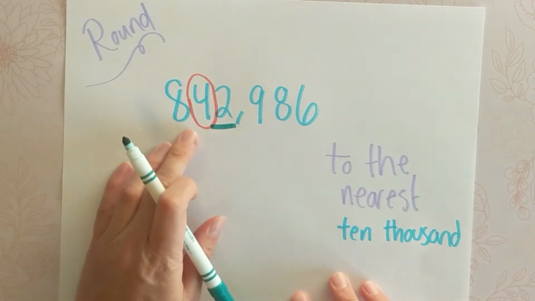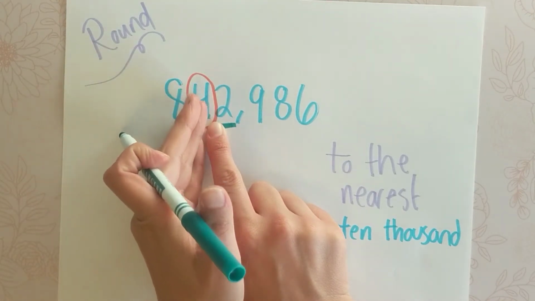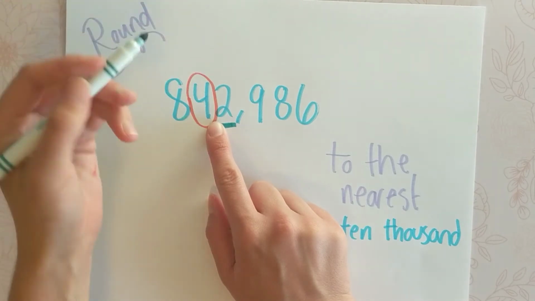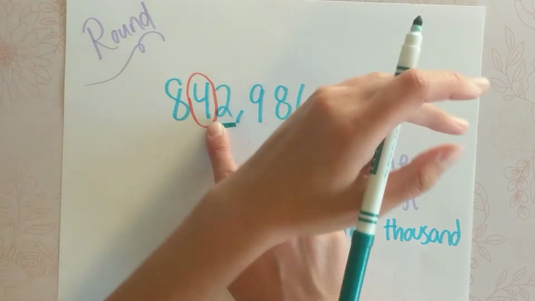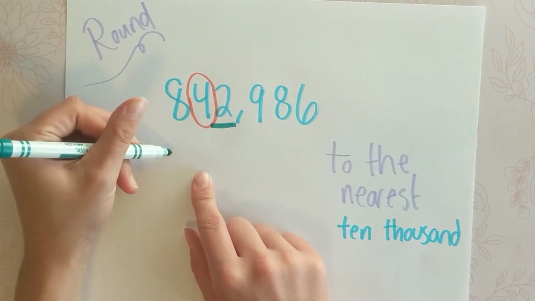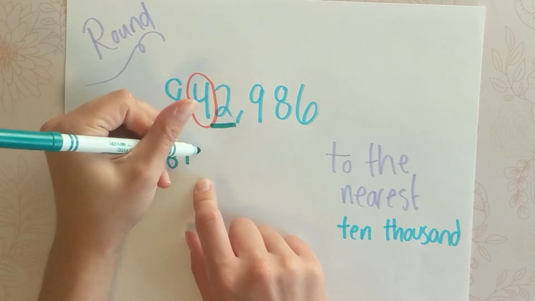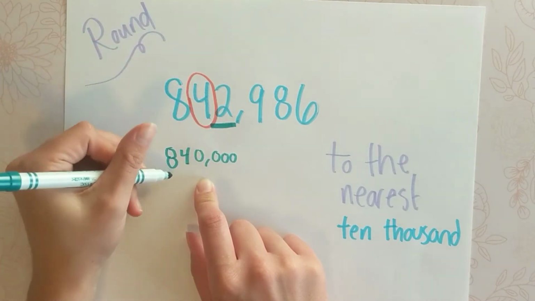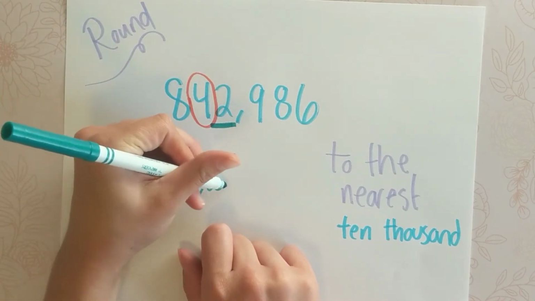So if we end up rounding down, the 8 will stay, the 4 will stay a 4, and everything else becomes a 0. If we round up, the 8 will stay, the 4 will become a 5, and everything else is a 0. So it's either going to look like this. Rounding down would be keep it as a 4, and then put in your zeros. If we round up, it's going to be this 4 turns into a 5, and then keep your zeros.